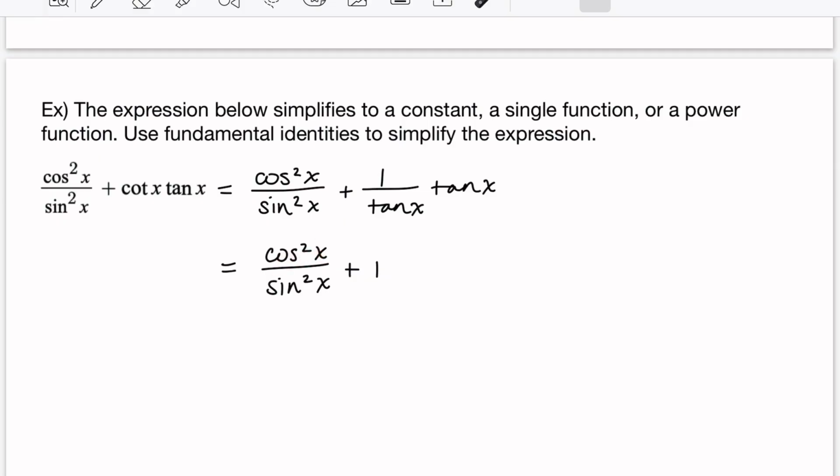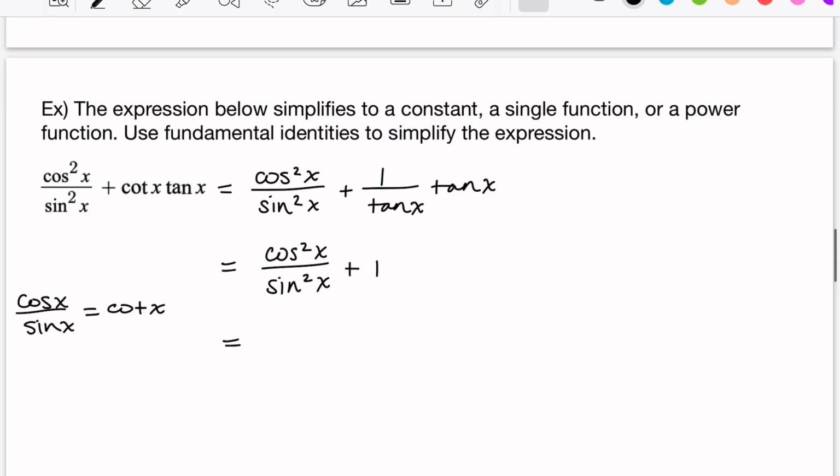Notice that we have cosine squared x over sine squared x. This is one of our quotient identities. Remember, cosine x over sine x is equal to cotangent. So we'll rewrite this as cotangent x plus 1, and then this would be cotangent squared x, because we have cosine squared over sine squared.